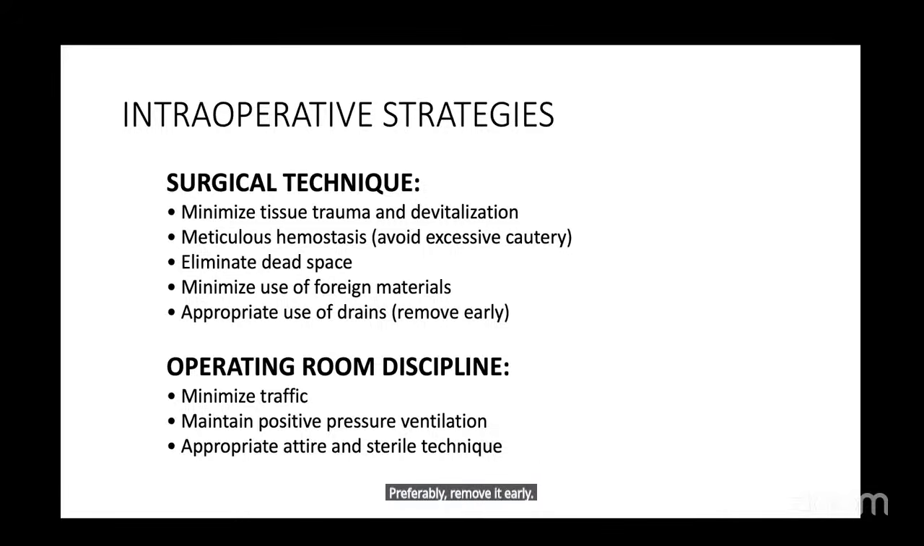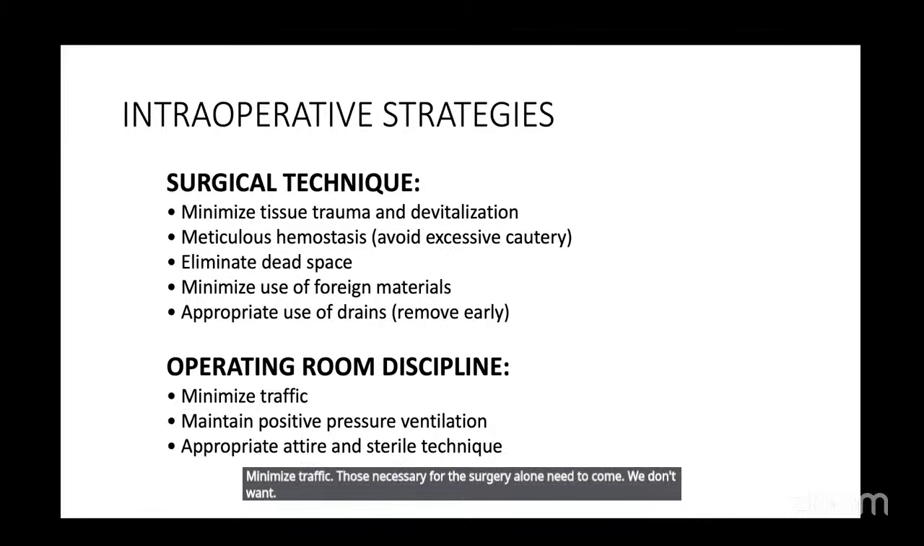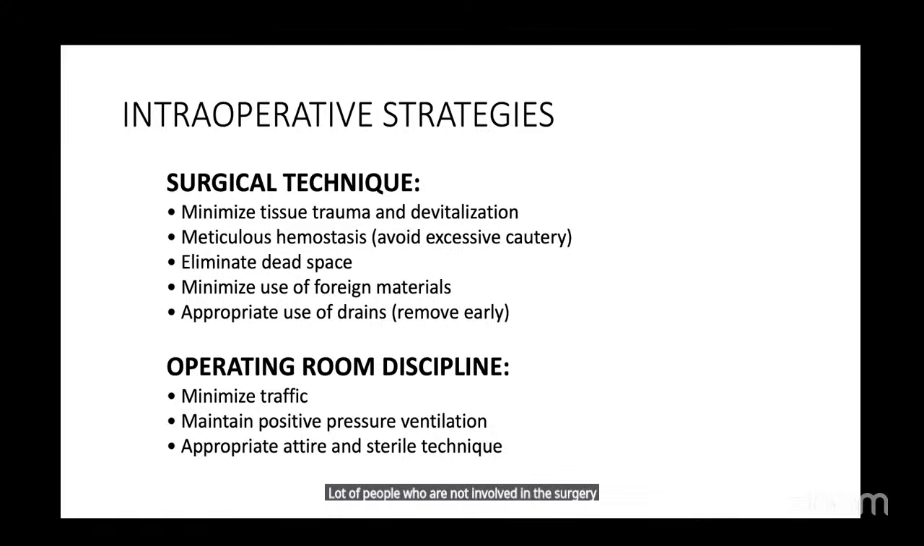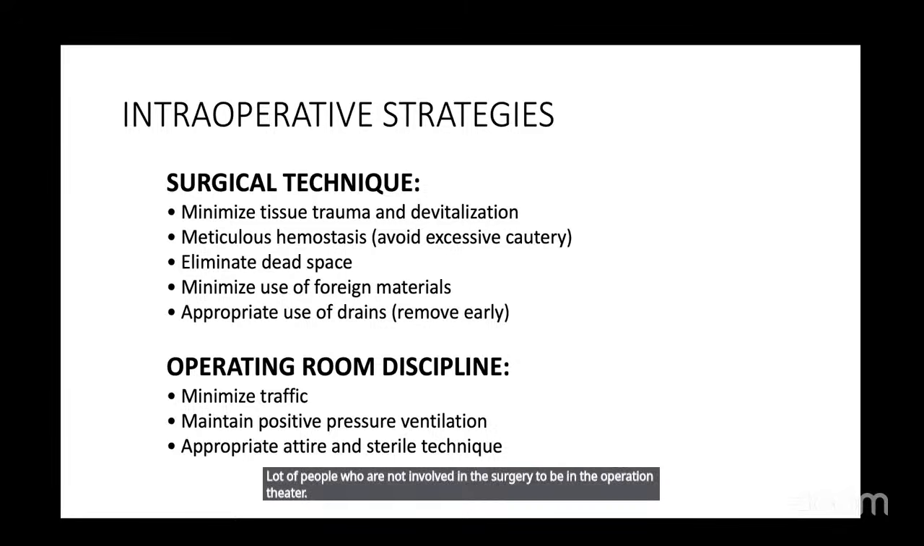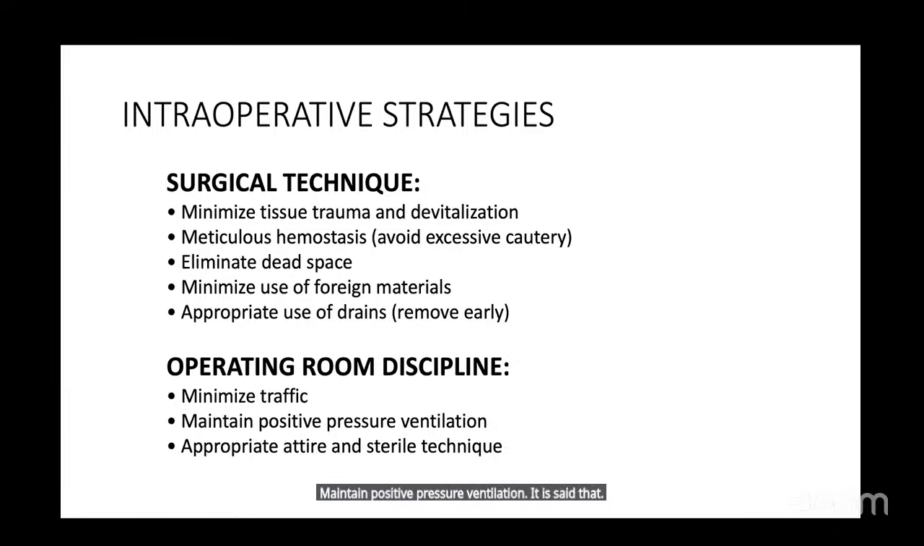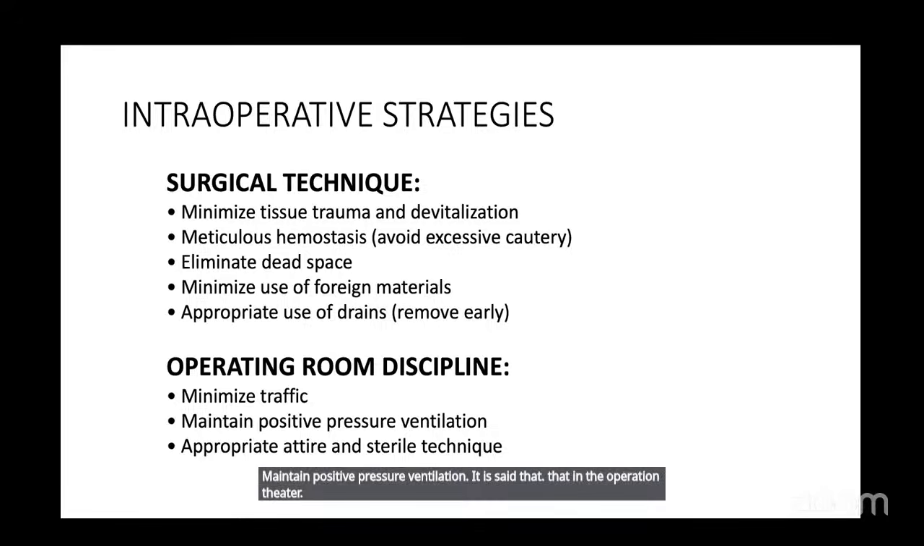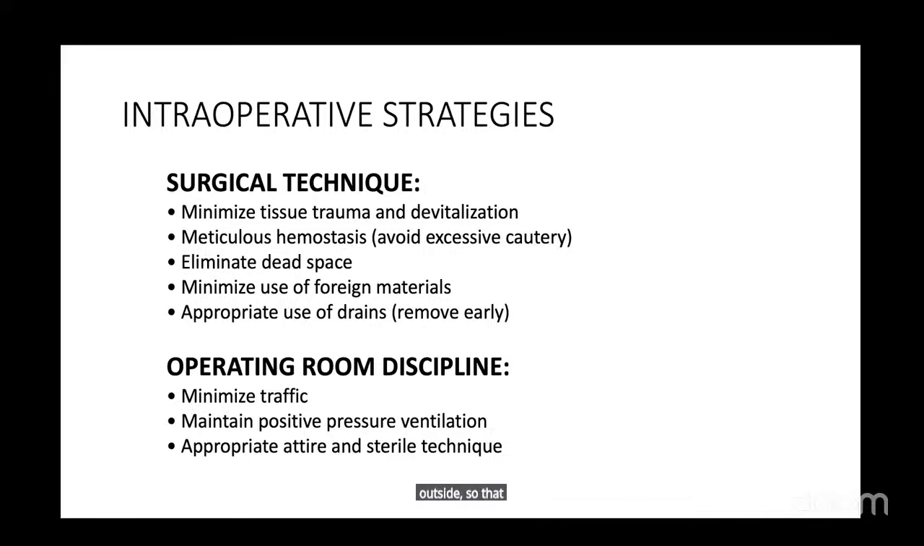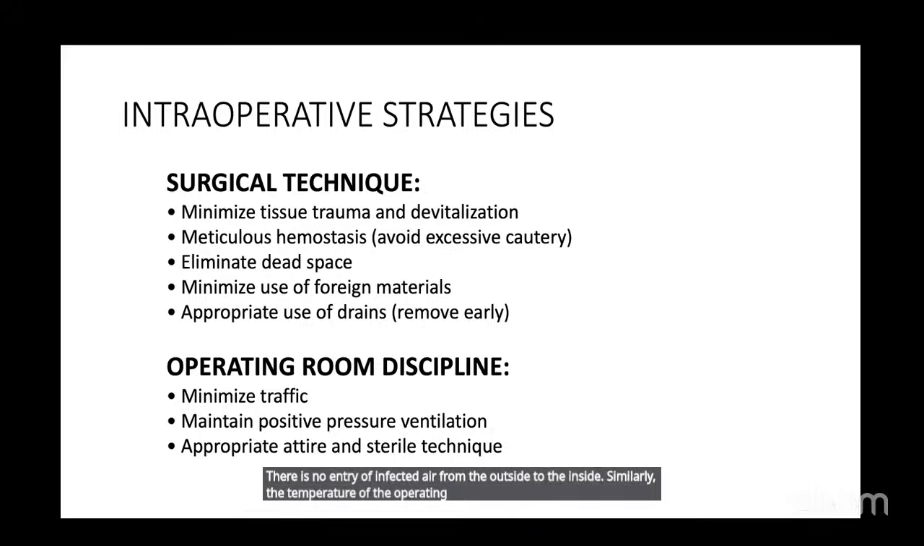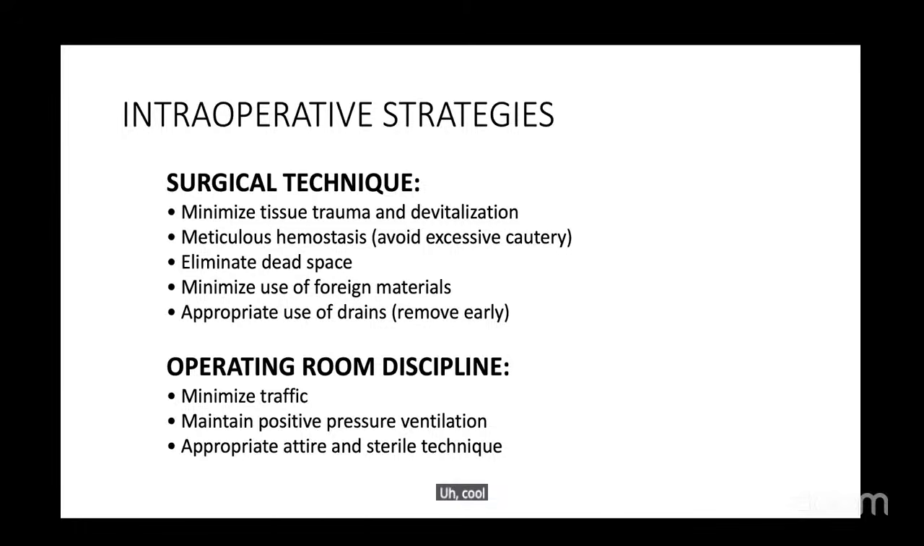Operating room itself, minimize traffic. Those necessary for the surgery alone need to come. We don't want a lot of people who are not involved in the surgery to be in the operation theater. Maintain positive pressure ventilation. It is said that in the operation theater, the pressure should be slightly higher than the outside, so that even if a door is opened, there is no entry of infected air from the outside to the inside. Similarly, the temperature of the operating room should be 1 degree lower so that the air moves from the cooler to the hotter outside.